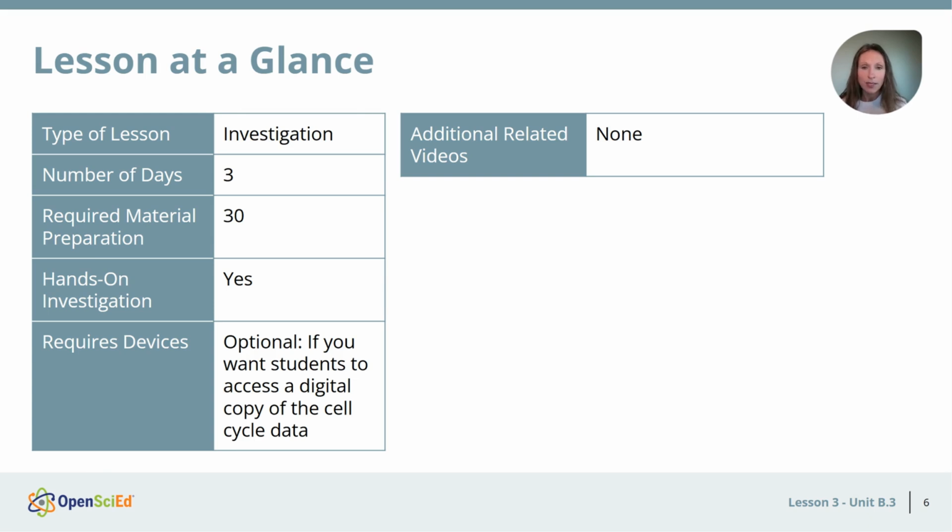Lesson 3 takes 3 class periods. It involves playing 2 rounds of the cell game, looking at reference data about the cell cycle, and then sorting cards with the phases of mitosis. The 30 minutes of material preparation listed here is to prepare materials for the cell game and the mitosis card sort. If your cell game is already prepared, then 30 minutes is probably sufficient. However, if you need to print and prepare the cell game, then it will take much longer than 30 minutes.